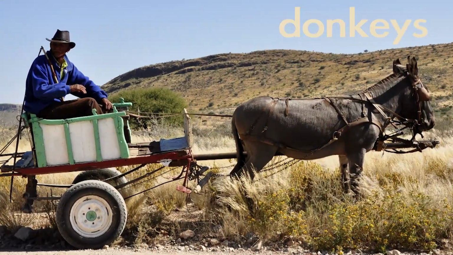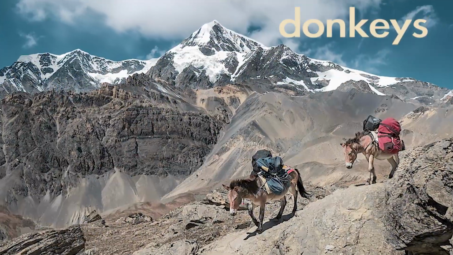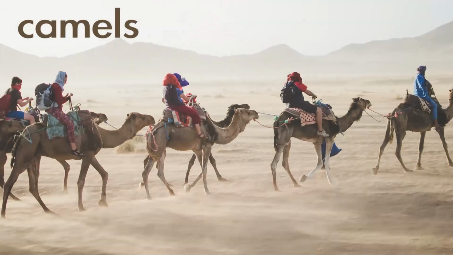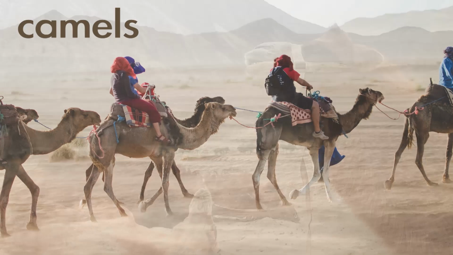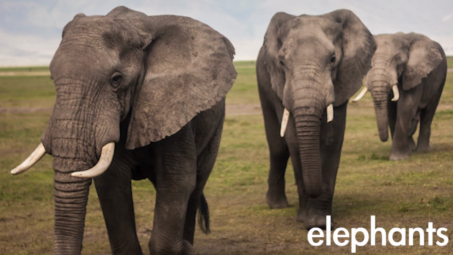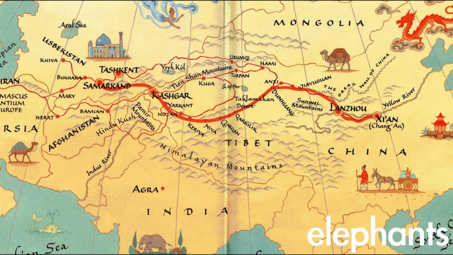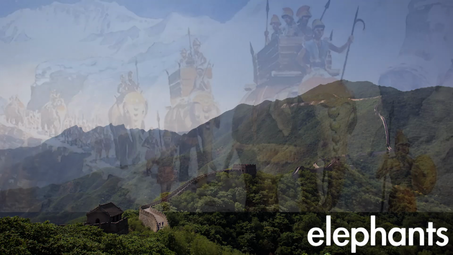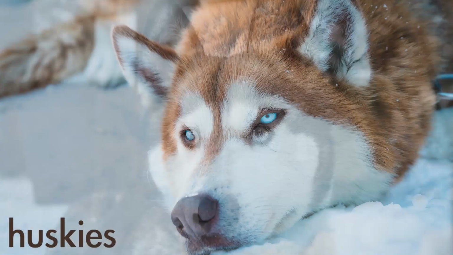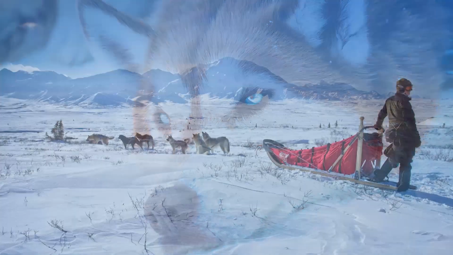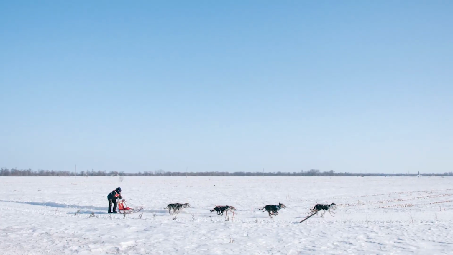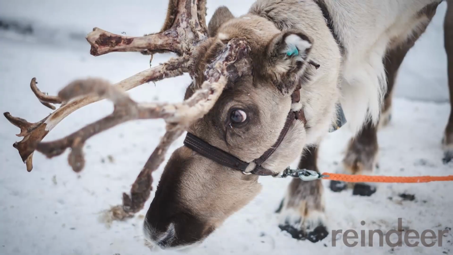Donkeys are also used, especially in Greece, Turkey, and the Himalayas. Camels were traditionally used by Bedouins to travel across the deserts of Arabia and the Sahara, and are still widely used in hotter climates. And elephants were used to transport people and goods along the Silk Road and by Hannibal in battle. Dogs, traditionally blue-eyed huskies, are still used to pull sleds in the colder regions of the world, especially in Lapland and the Arctic Circle. And last but not least, reindeer.